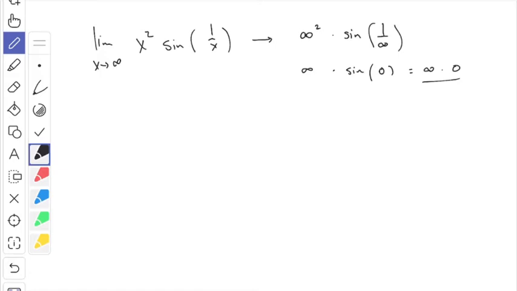If we had gotten infinity times infinity, then we just say that's infinity and the limit does not exist. Or if we'd gotten 0 times 0, then that's 0 and the limit equals 0. But infinity times 0, that is indeterminate, and we can use L'Hopital's rule. And so what we have to do is force this to look like a quotient. I'm going to do it this way. I'll put sine of 1 over x up there and just 1 over x squared, I guess, down here.